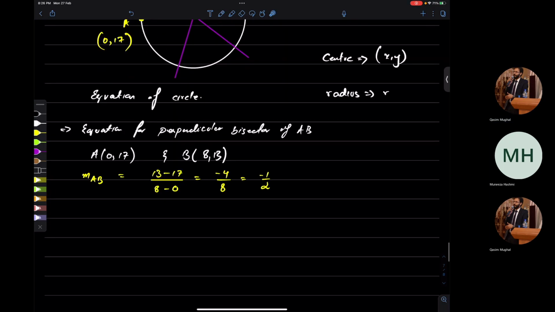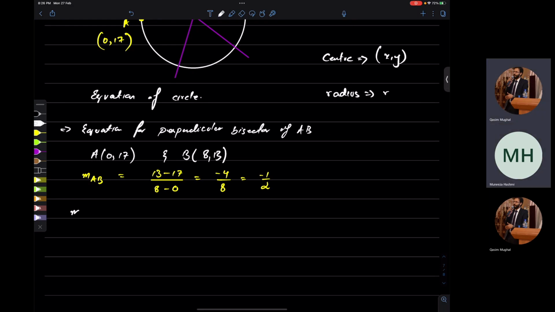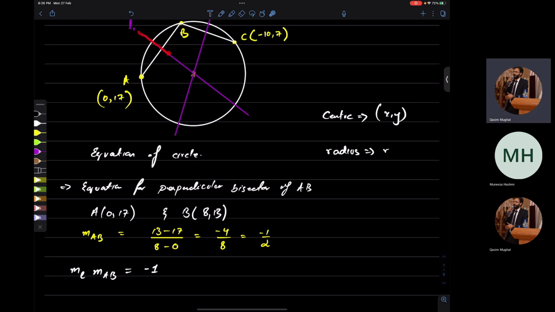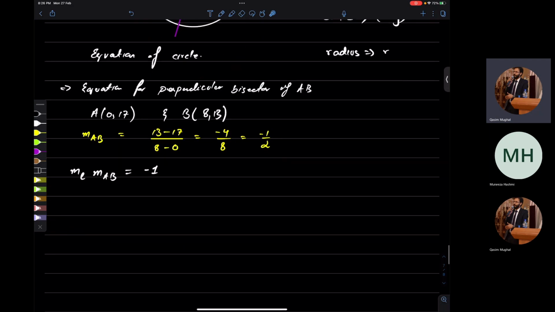Now, from here, I know the gradient of the line L times the gradient of the chord AB should equal -1, because I'm finding the equation of the perpendicular bisector. So the gradient of this is going to be the negative reciprocal of the gradient of AB. So the gradient of L times -1 over 2 equals -1. So the gradient of L is going to be 2.